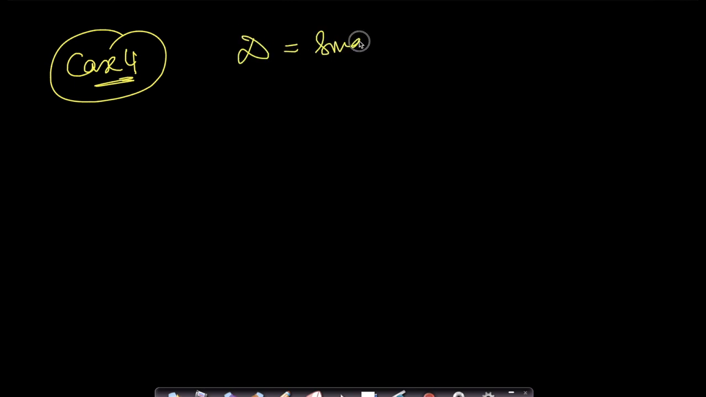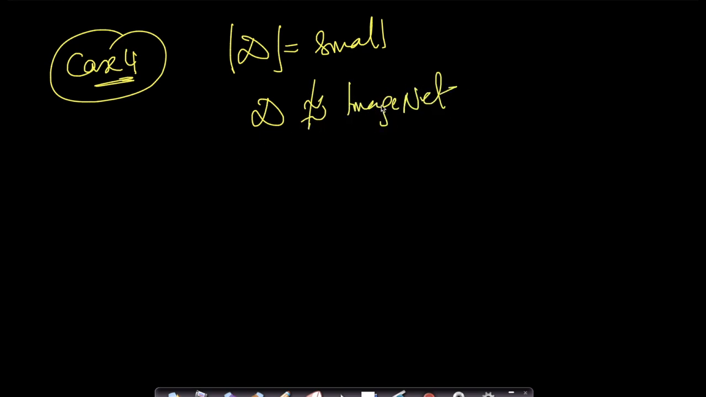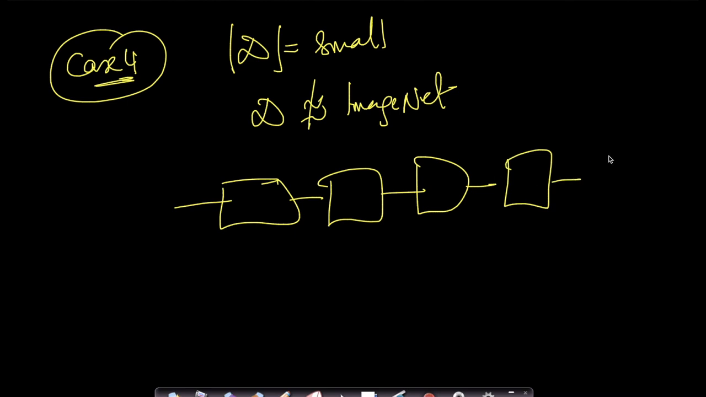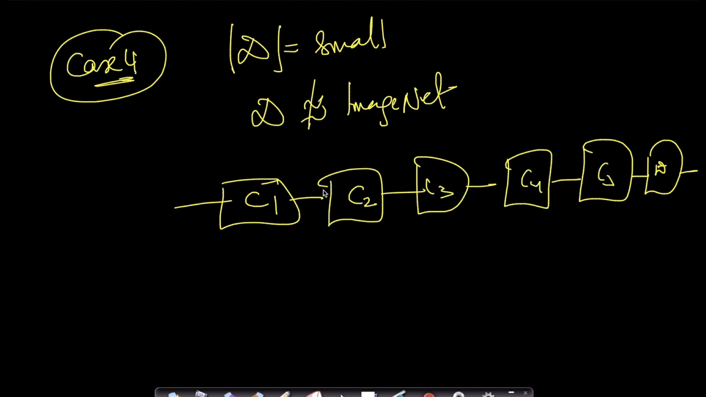Okay, so let's go to a different case now. What if your data set is small, and your data set is not same as your ImageNet data set? Then what do you do? Very simple. You have your VGG architecture, multiple layers, and let's assume this is your dense layer and this is your output. All these are convolutional layers. Layer 1, layer 2, layer 3, layer 4, layer 5, etc. Remember, this is very important. Your data set is small and it's very dissimilar from ImageNet.